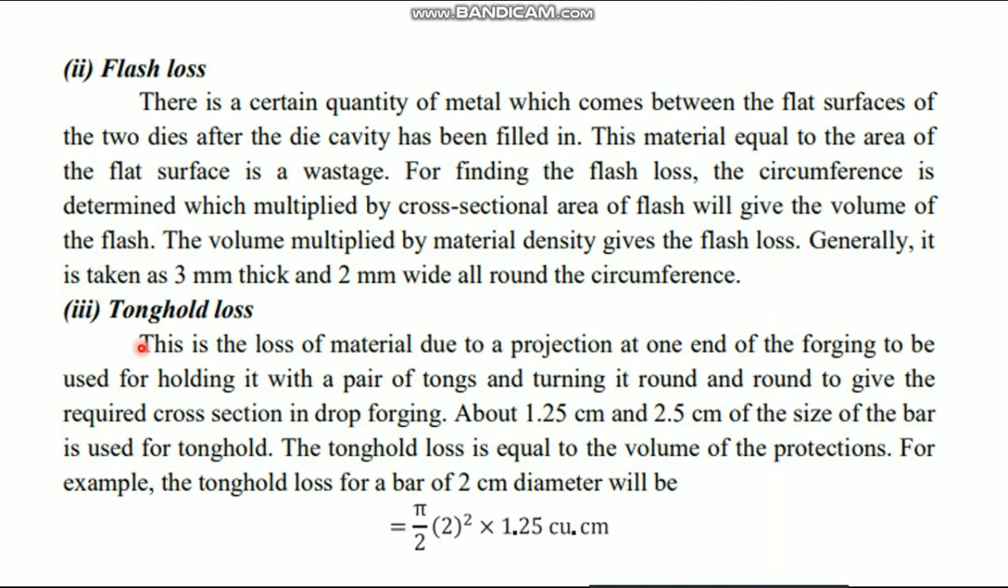Then tongue hold loss. This is the loss of the material due to a projection at one end of the forging, used for holding it with a pair of tongs and turning it round and round to give the required cross section in drop forging. So for tongue hold loss, we have to take 1.25 centimeter and 2.5 centimeter of the size of the bar used for tongue hold.